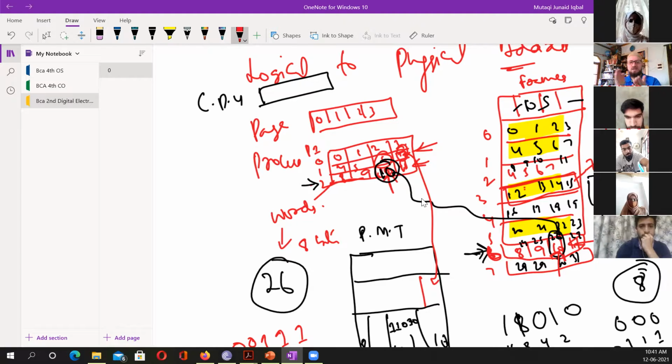लेकिन अब मुझे निकालना है, मुझे PMT में देखना है, PMT में क्या एंट्री होगी। PMT में एंट्री होगी 26। पेज मैप टेबल में क्या एंट्री होगी, 26, क्योंकि 26 लोकेशन पे है। हालांकि इसका नंबर जो प्रोसेस में था वो 10 था, byte number 10. CPU is accessing byte number 10, but where is it? It is at 26 location.